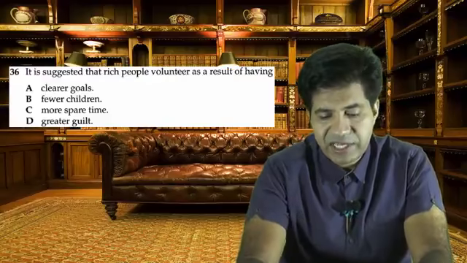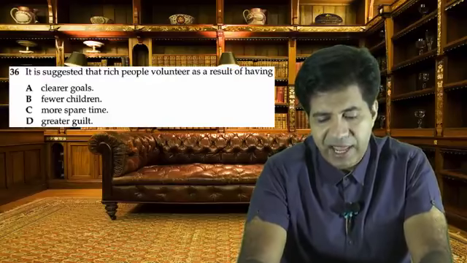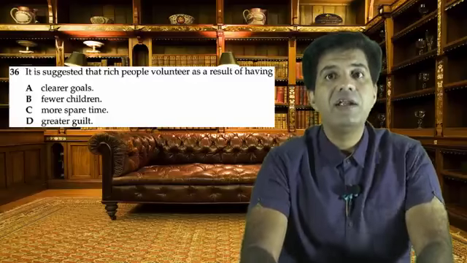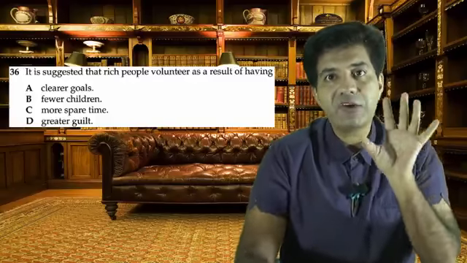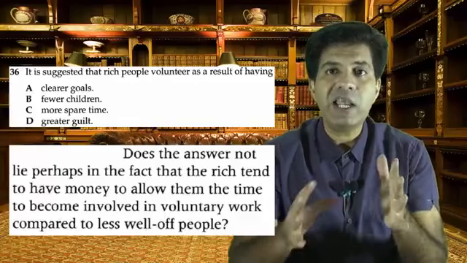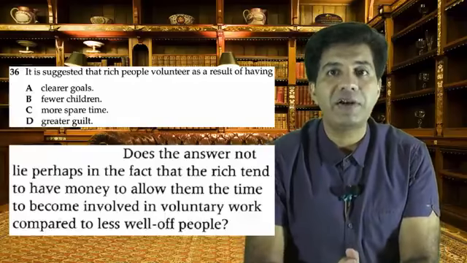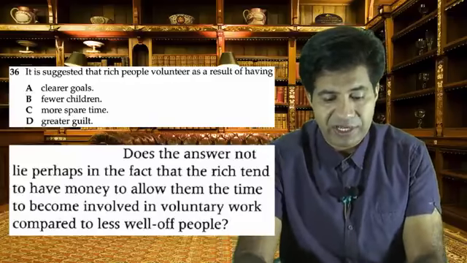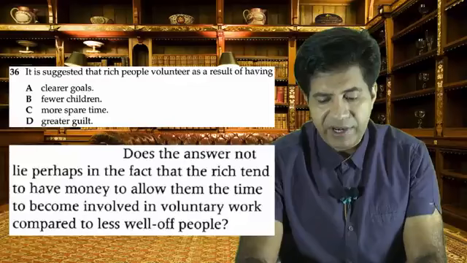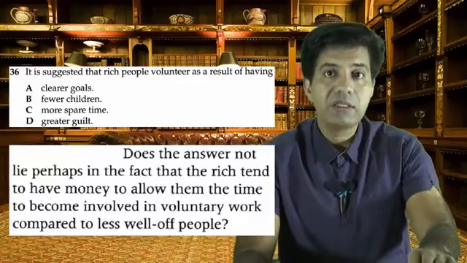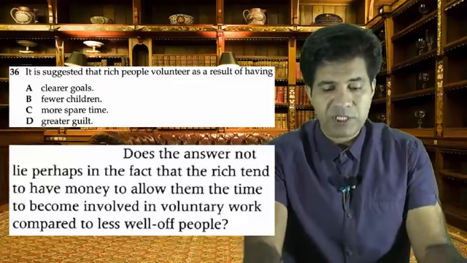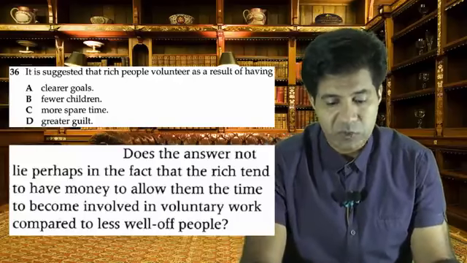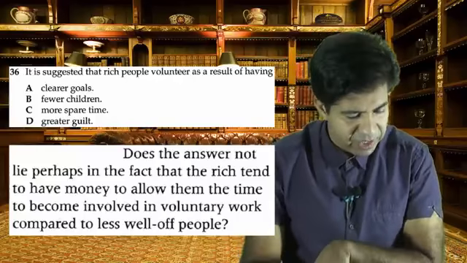It's tricky, okay, but if you can just do it again. 36. It is suggested that rich people volunteer as a result of having. Now, it's understood that rich people volunteer, but you've got to see why rich people volunteer. What do they have that, as a result of that, they actually volunteer? So it is suggested that rich people volunteer as a result of having what? There are 4 options, but we will not read the options. We're going to see rich people volunteer. So let's see rich people volunteer.